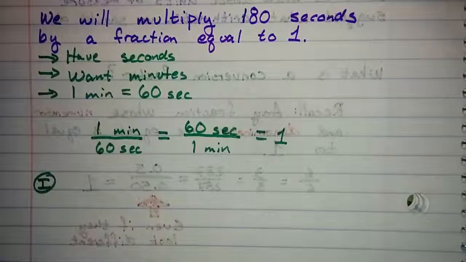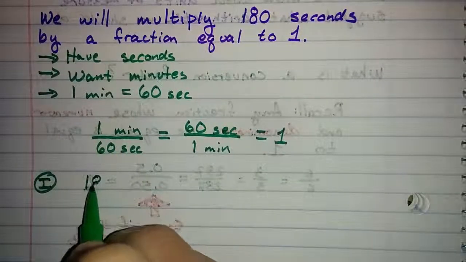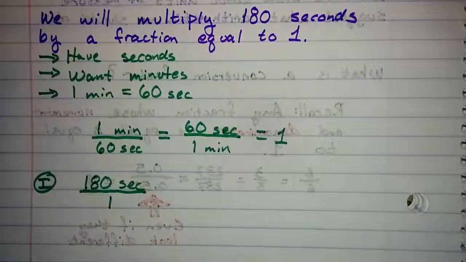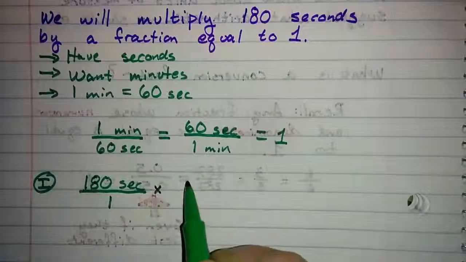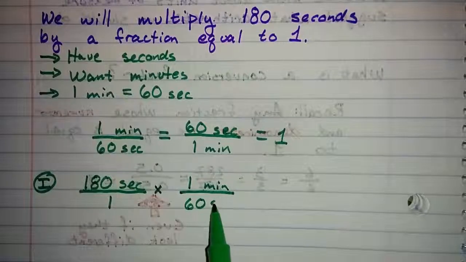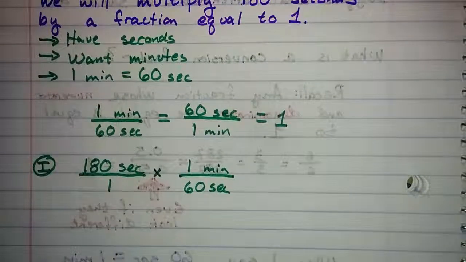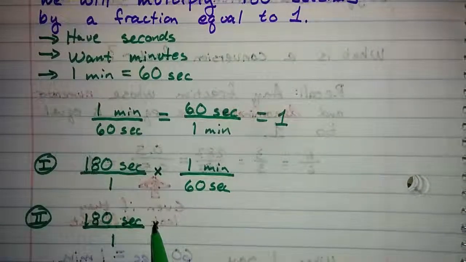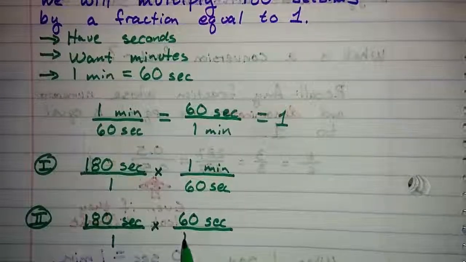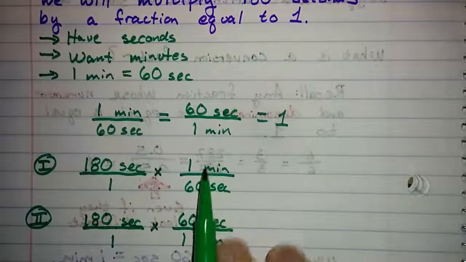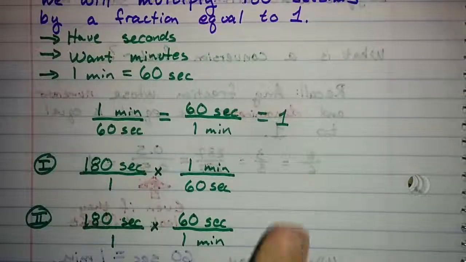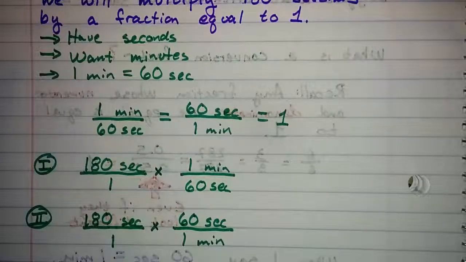Option 1. I could multiply 180 seconds, which I'm going to write as 180 seconds over 1, times 1 minute over 60 seconds. Or I could multiply 180 seconds over 1 times 60 seconds over 1 minute. These are my only two options, right? If I swapped just the numbers around, that wouldn't equal 1 anymore.